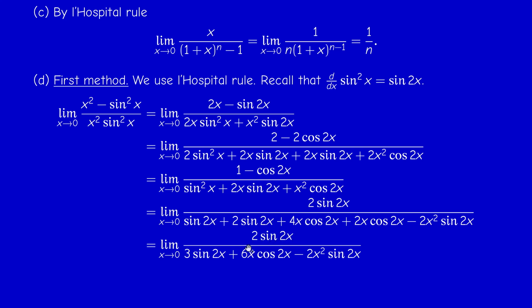When we divide numerator and denominator by sine 2x, what do we get? We get 3 here, and 6x over sine 2x, cosine 2x, minus 2x squared. Why did I write 6 as 3 times 2? Because now 2x over sine 2x tends to 1 as x tends to 0, and this is 1. So the numerator tends to 2, the denominator tends to 3 plus 3, which is 6. So it's 1/3. Not terribly difficult, but you just have to be patient.